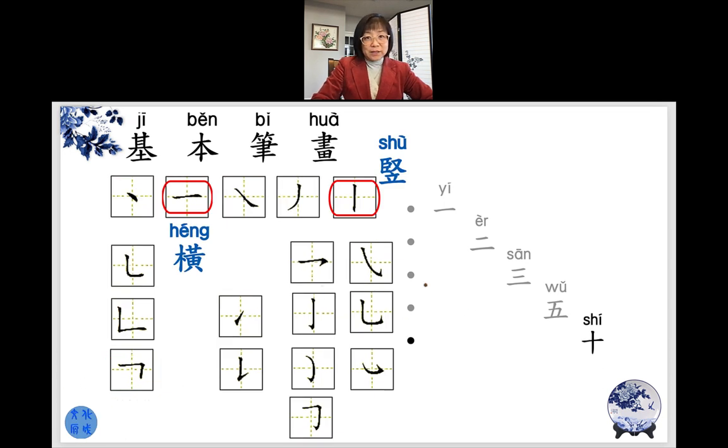The last character, 十. The first stroke is a 横, and the second stroke is a vertical one, and this one called 竖. So putting together 横 and 竖, that's 十.